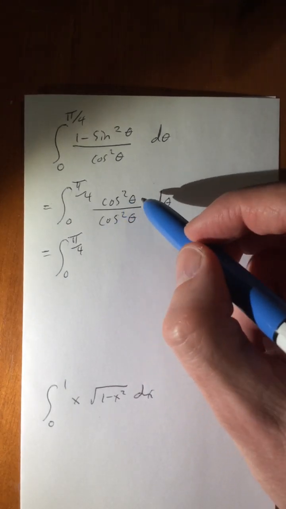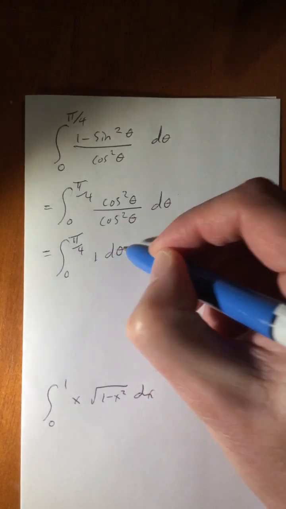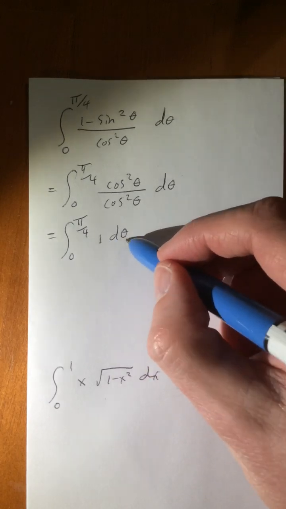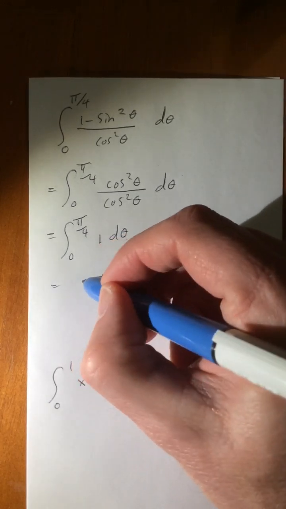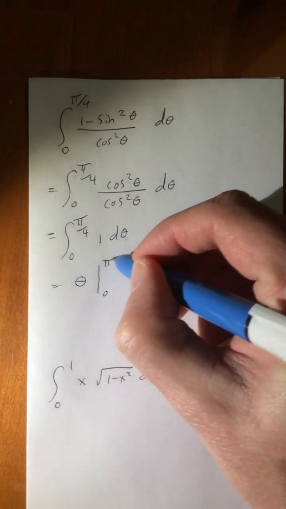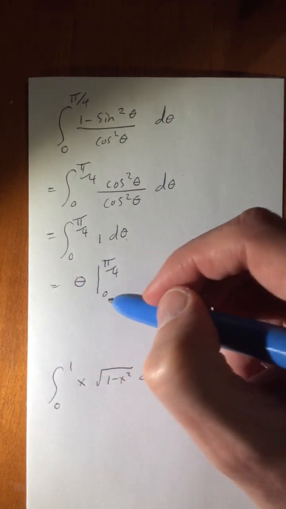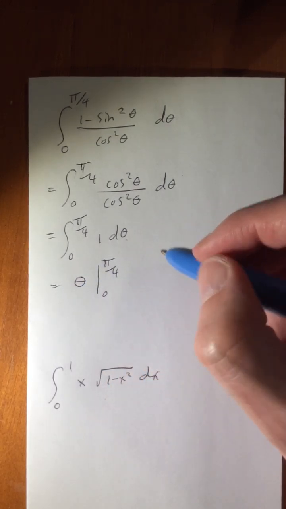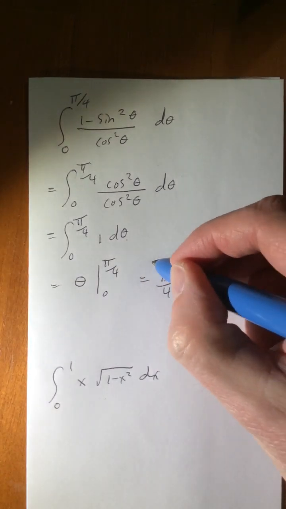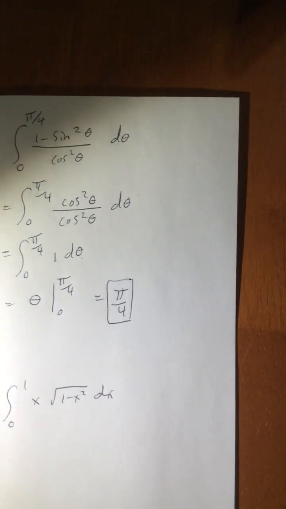So cosine squared theta over cosine squared theta is just 1. When we integrate 1 with respect to theta, we just get theta. So this is really theta from 0 to pi over 4. We plug in pi over 4 and we get pi over 4. Plug in 0, we get 0. Pi over 4 minus 0 is pi over 4. So this is just pi over 4, and that was a ridiculous problem. It was just dumb. All right, let me make one up on the fly here.